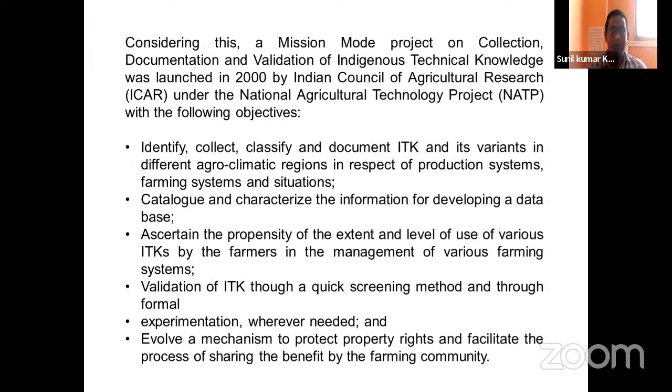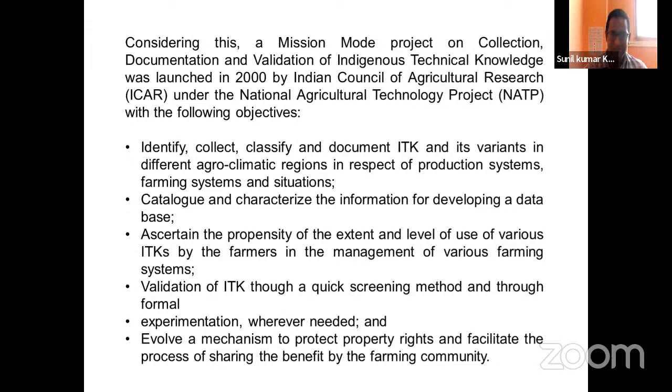They may prepare a catalog and analyze the information for developing a database for ITKs. And they can ascertain the extent and the level of use of various ITKs by the farmers in the management of various farming systems, and validation of ITK through quick screening methods and through formal experimentation wherever it is needed.